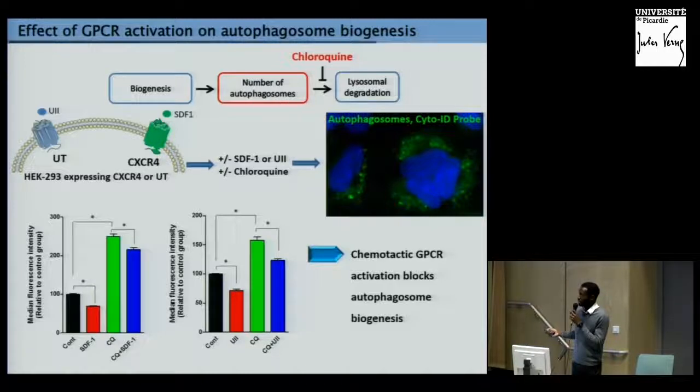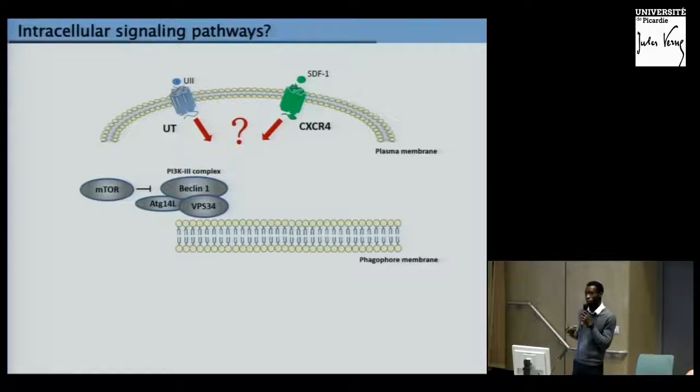But as you can see, the inhibitory effects of both GPCRs are still present, suggesting that the chemotactic GPCR activation inhibits autophagosome biogenesis. This brought us to focus on the different steps involved in autophagosome biogenesis.